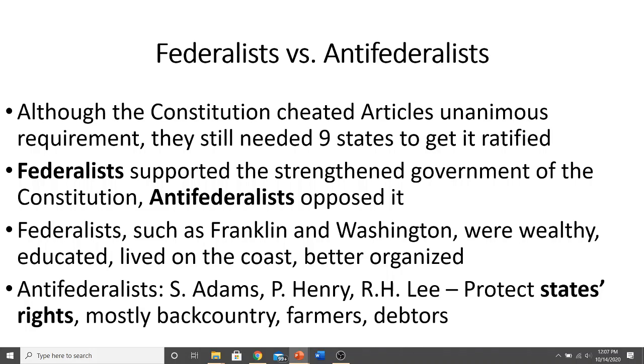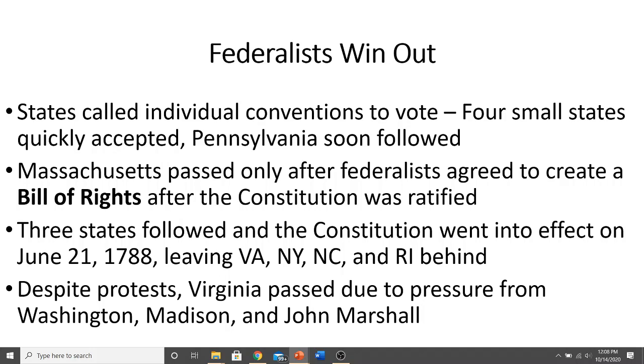Federalists pushed for strengthening the government through this new Constitution, whereas anti-federalists opposed it. As I mentioned just a second ago, Federalists were wealthy, educated, mostly lived on the coast, and were much better organized because of their wealth and power. Anti-Federalists, however, believed that this would be a violation of states' rights, that people's rights would be limited as well through this new federal government. And they were mostly located in the backcountry. Many were farmers and, of course, debtors who felt the victims of the elites.